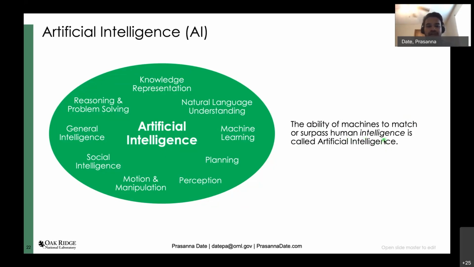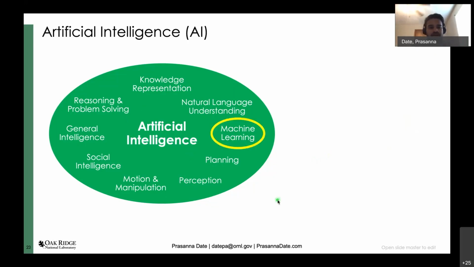So let's just agree that my notion of intelligence and your notion of intelligence are similar, and we would like our machines, our computers, to have that notion of intelligence. That is what is captured by the field of artificial intelligence. Specifically, you can think of all these different problems within artificial intelligence: from general intelligence to knowledge representation, natural language understanding, machine learning, and so on. Machine learning is a very significant part of artificial intelligence. In fact, machine learning algorithms are used to address all of these different AI problems.